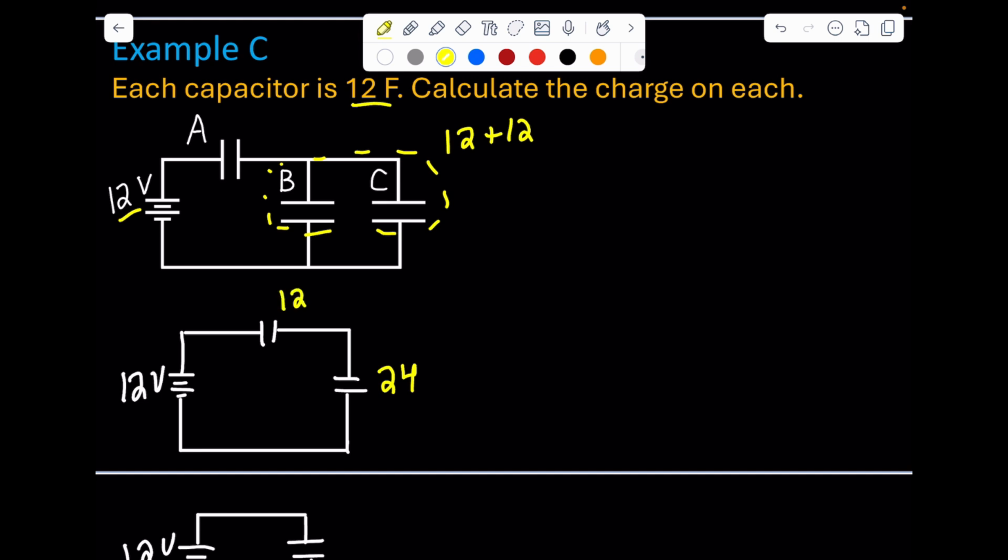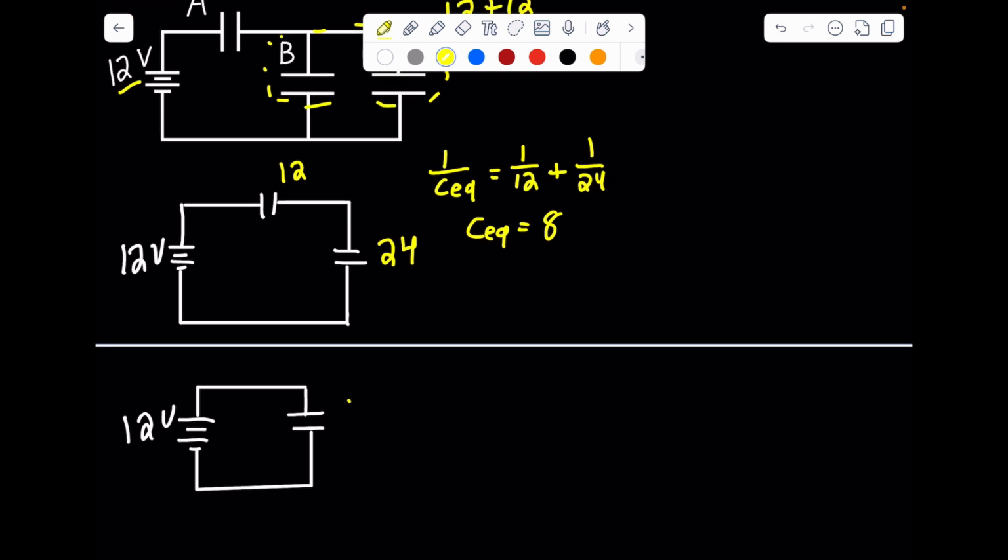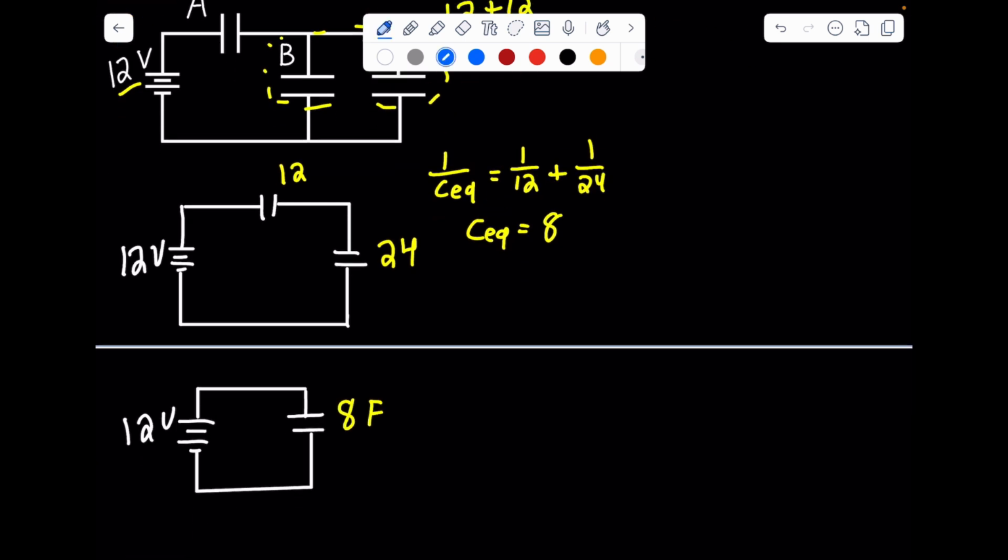And then for the 12 farads from A and this combination, I'm going to find the combination there. So 1 over the equivalent capacitance is 1 over 12 plus 1 over 24, since those two are in series. That's going to give 1 over 8. So the equivalent capacitance is 8 farads. So to find the total charge, I use Q equals CV. 8 times 12 gives 96 coulombs. So there's 96 coulombs of charge stored here.